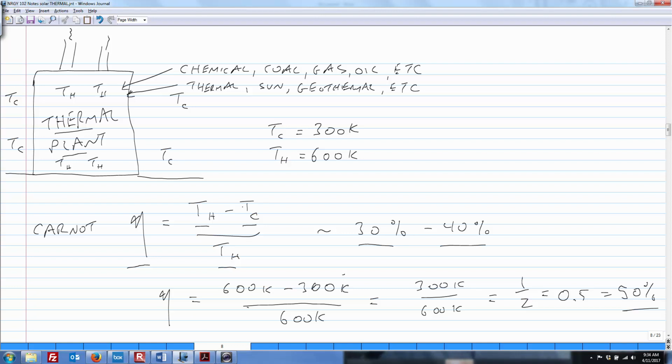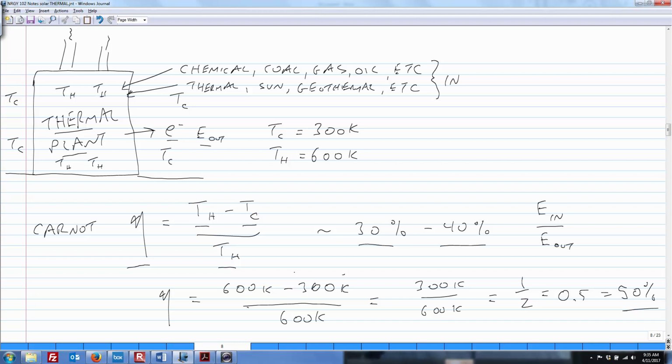And again, this is also energy out over energy in. And this stuff is all in. And then, of course, coming out is electricity. That's E out, electricity.